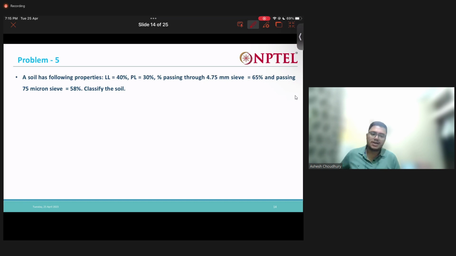So that's why soil classification is actually very important, right? So how do we classify the soil? First, we have to sieve the soil. Sieving is the process. So wet sieve analysis and dry sieve analysis, both are there.